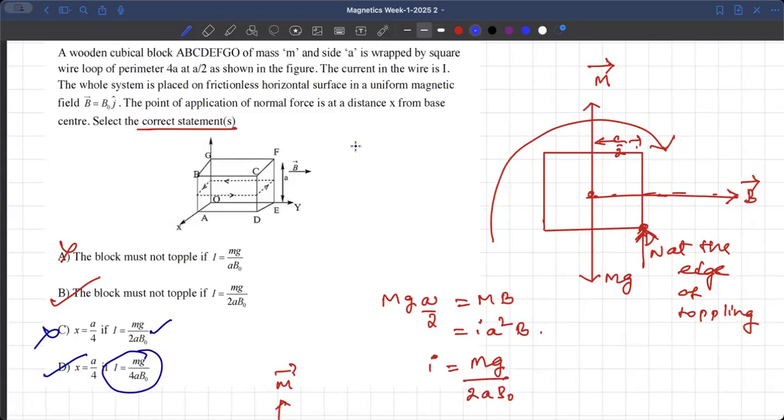Wooden cubicle block ABCDOEFG, mass M and side A, is wrapped by a square wire loop of perimeter 4A, that is, one loop. And at A/2, as shown, the height is A/2. This is also asked repeatedly in grand tests.